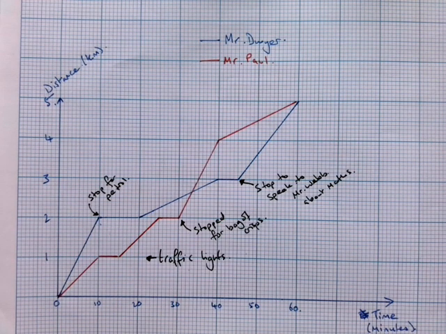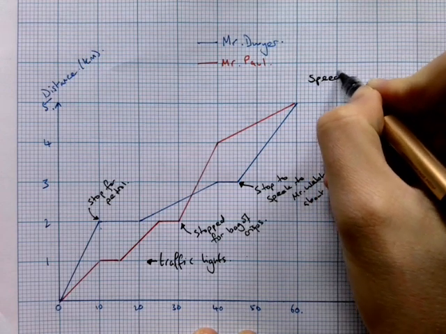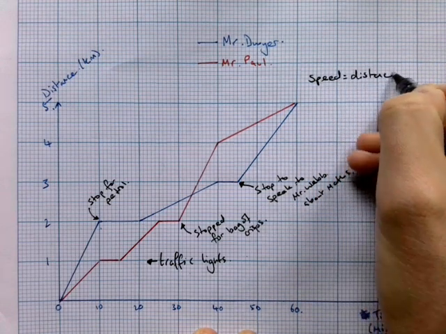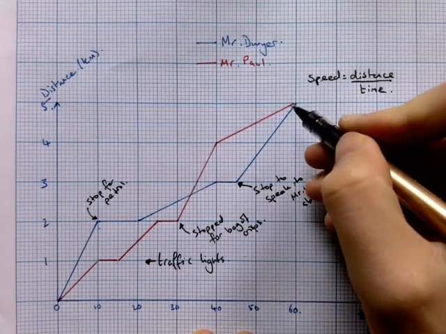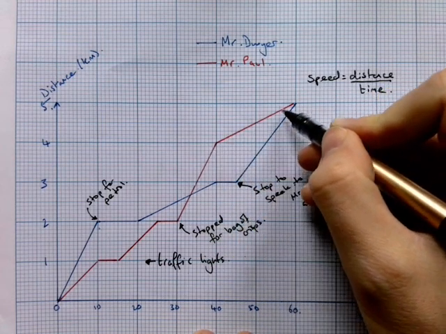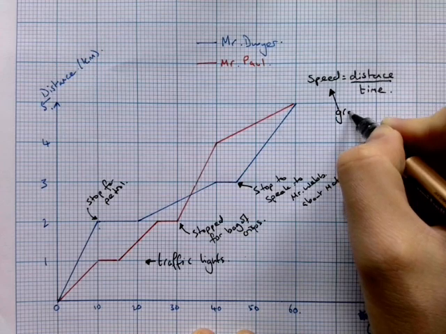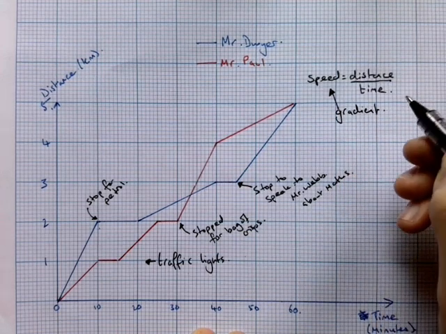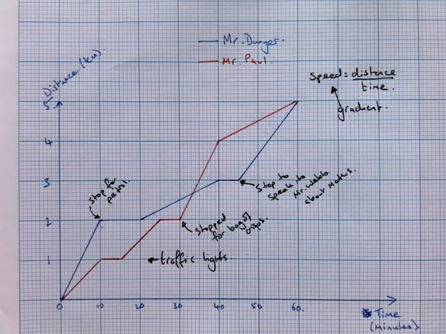Now, the graph doesn't just let us understand how the journey unfolded, it also allows us to calculate certain things. If you'll remember, speed equals distance divided by time. And at any point on this graph, the gradient is the speed. So if I calculate the gradient at any point on this graph, I know how fast I was going at that time.